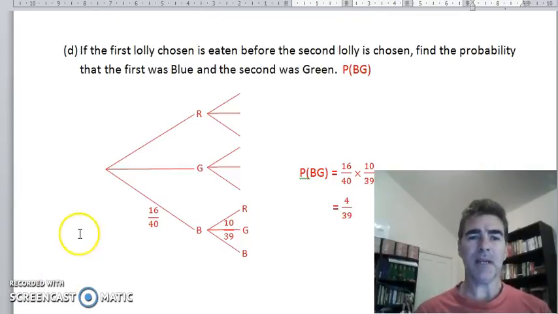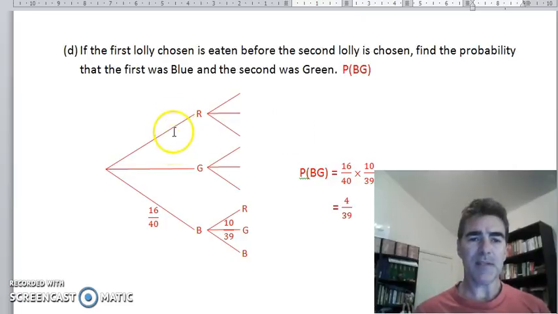And Part D, the last part of the revision sheet here, the first lolly chosen is eaten before the second lolly is chosen, which means there's now only 39 left before the second one is chosen. So, what's the probability that the first was blue and the second was green? So we want the probability of a blue then a green.